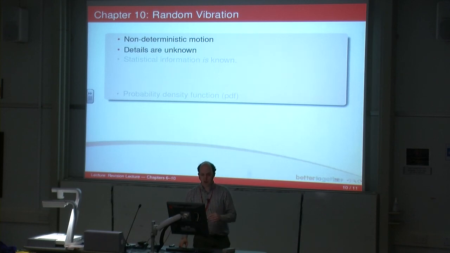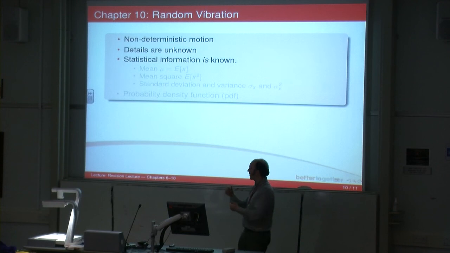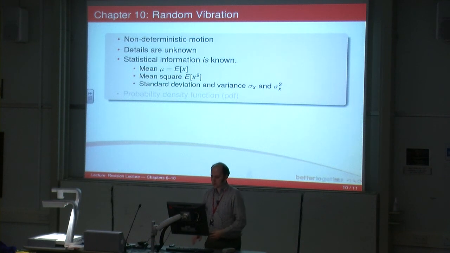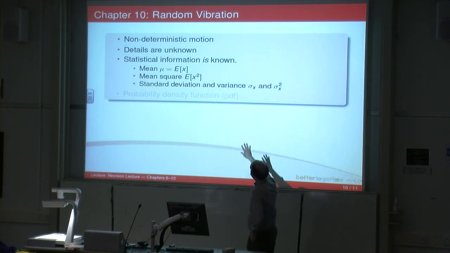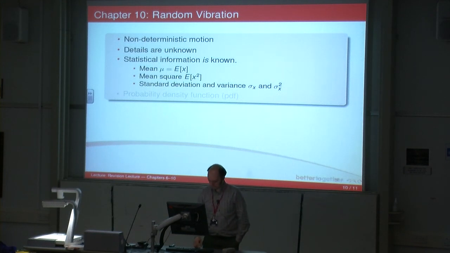So the details are unknown, but the statistical information is known. Okay, so you can work out things like the mean value, okay? You can work out the mean square, and you can work out the standard deviation, or the variance, okay? There are relationships between all of those. Again, look in the notes and you'll work them out.